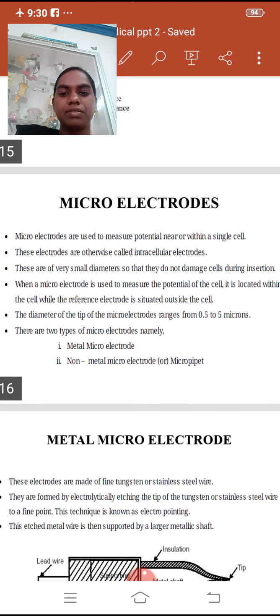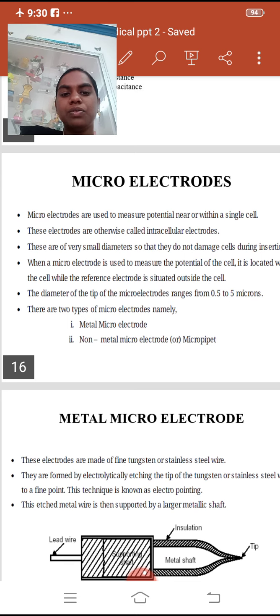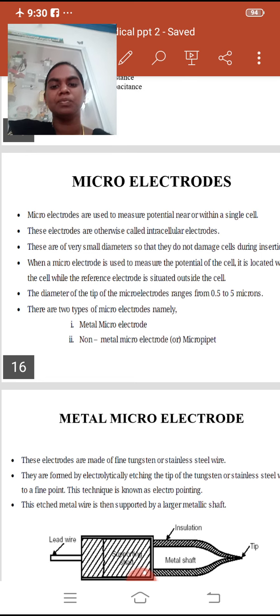It is for reference purpose. The diameter of the tip of the microelectrodes ranges from 0.5 to 5 microns. Listen, 0.5 to 5 microns. Okay, that is the diameter of the microelectrode.